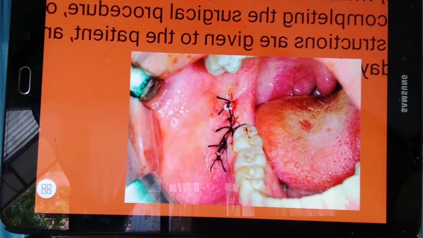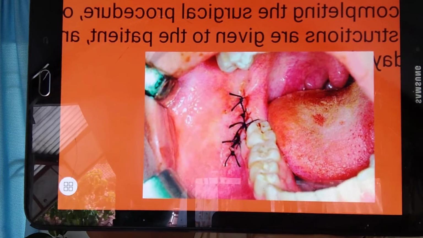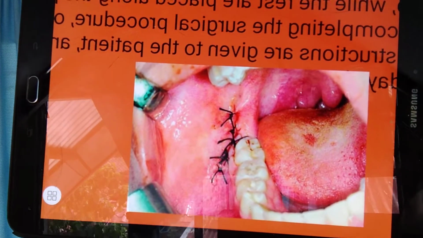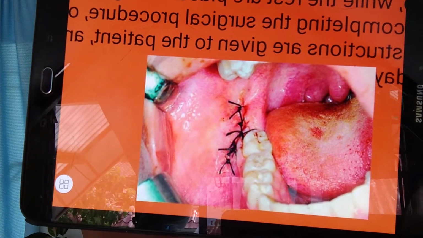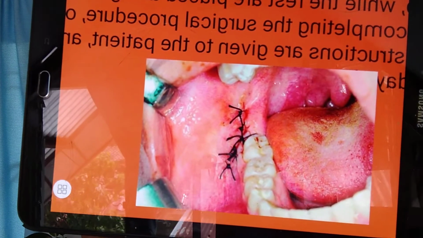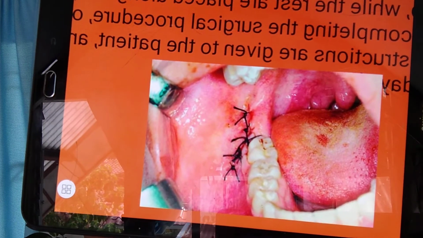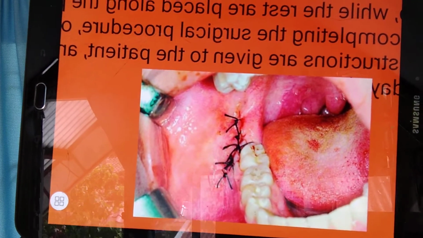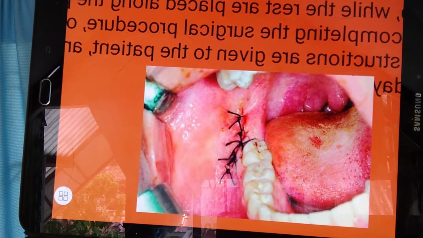And of course, after extraction of tooth, whether it is impacted or not, you are going to irrigate it with saline solution and the wound is sutured. The first suture is placed at the corner of the flap to ensure correct repositioning of the flap, while the rest are placed along the posterior and vertical incisions. After completing the surgical procedure, oral and written post-operative instructions are given to the patient and the sutures are removed 8 days later.